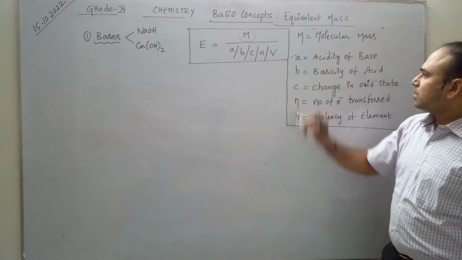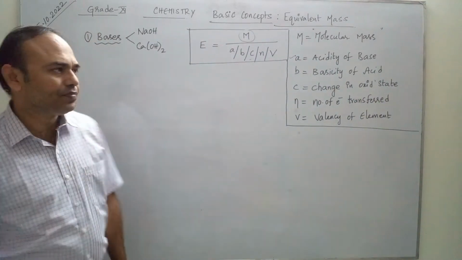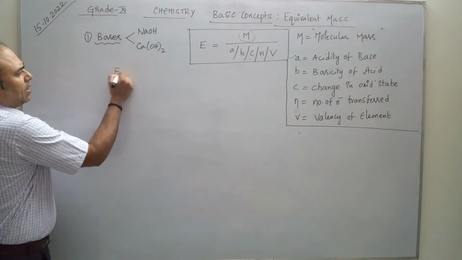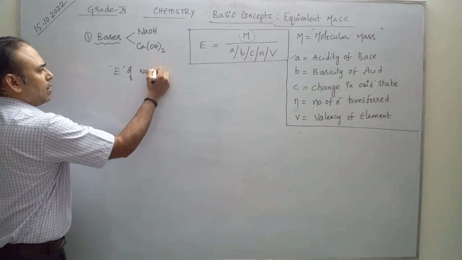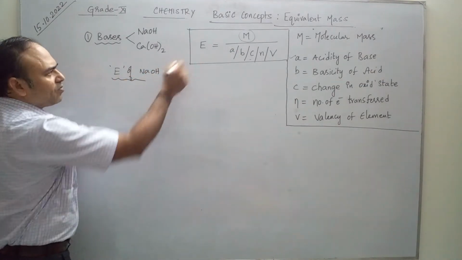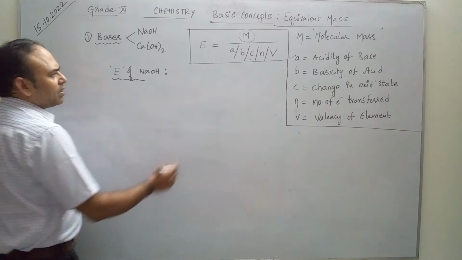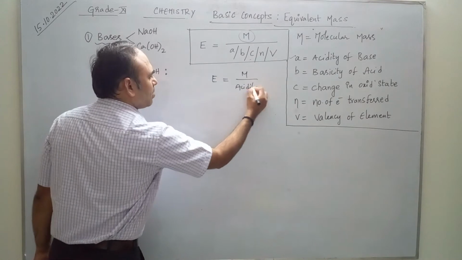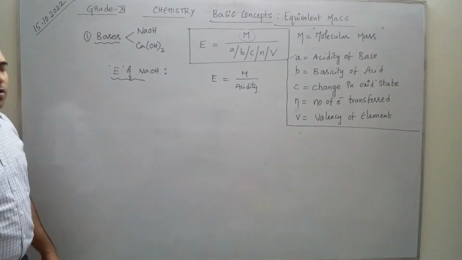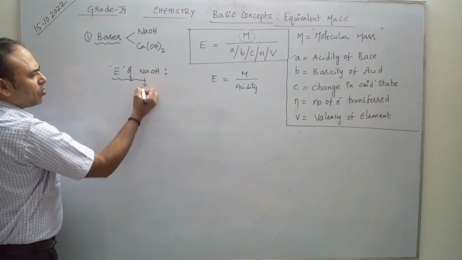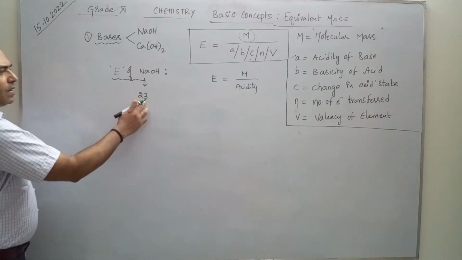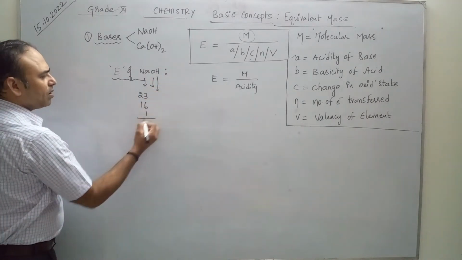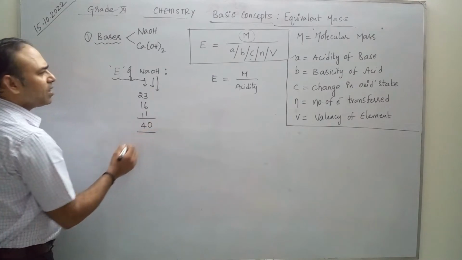Let us see the first case, that is nothing but for base. Example, you take NaOH and Ca(OH)2. To calculate the equivalent mass of NaOH, how to apply this formula? So the formula says E is equal to molecular mass by acidity of this base. First find the molecular mass for NaOH. Sodium atomic mass is 23, oxygen 16, hydrogen 1. So the molecular mass of NaOH is 40.